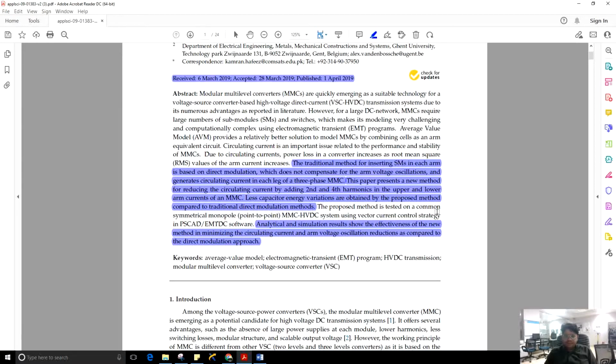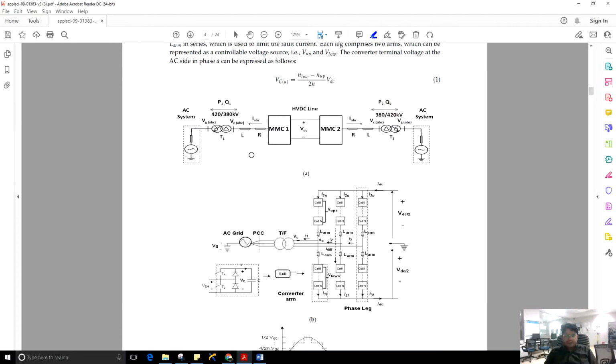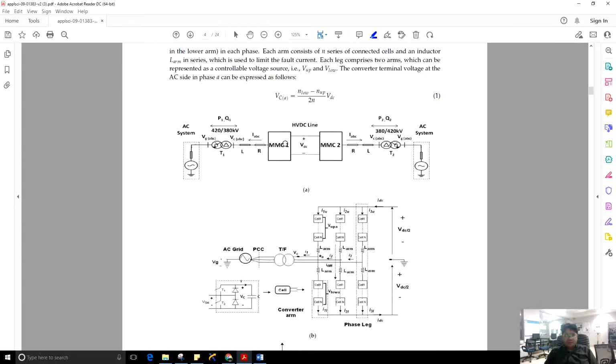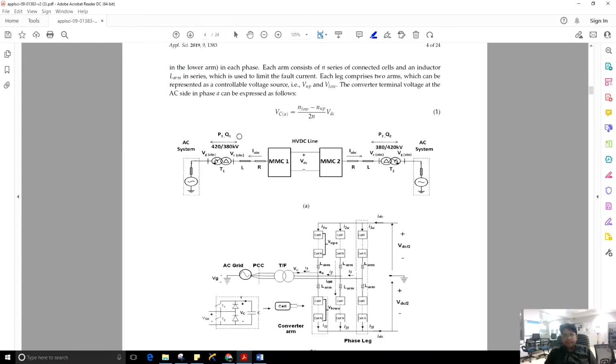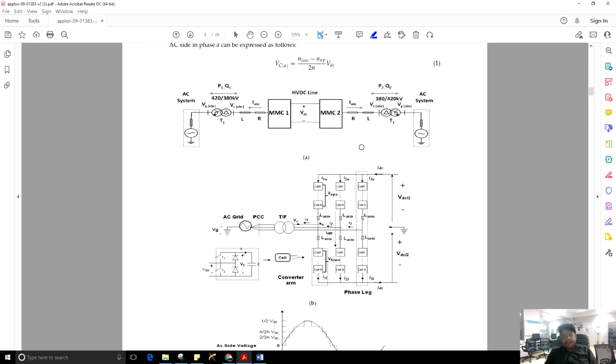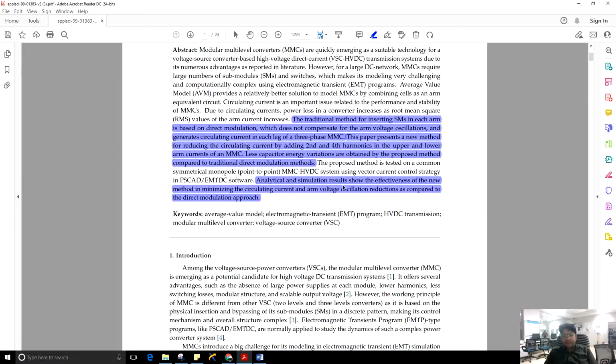The proposed method is tested on a common symmetrical point-to-point MMC HVDC using vector current control strategy in PSCAD/EMTDC software. You see, these results are taken in this MMC based HVDC system, and this is the MMC basically, and these simulations are performed in PSCAD/EMTDC software. So analytical and simulation results show the effectiveness of the new method in minimizing the circulating current, and arm voltage oscillation reduces as compared to the direct modulation approach.